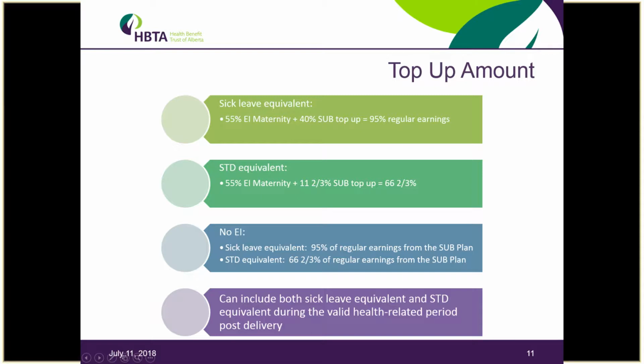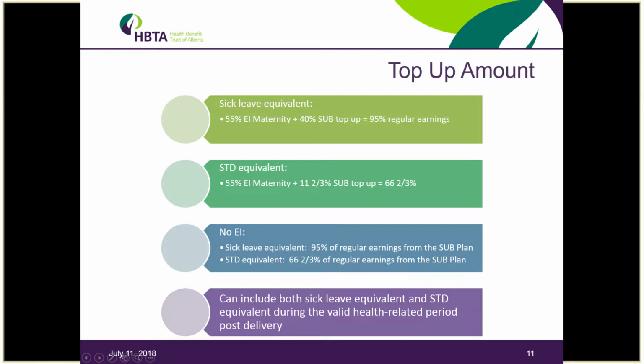If we're talking about somebody who normally would receive sick leave, for example, if they had a broken leg and they had lots of sick leave in their sick leave bank, you have somebody who's got their valid health-related period. This would be to the sick leave equivalent, because normally they would be paid sick leave for that period of time. The total amount that the employee is going to be paid is 55% of their EI maternity benefits, plus 40% of their regular earnings as a subplan top-up to equal the 95%. So again, we're talking about equivalency here.